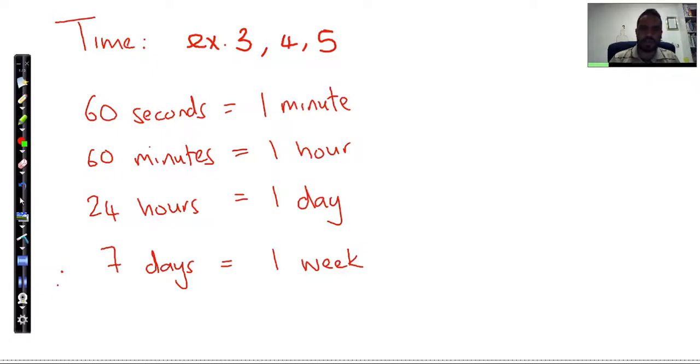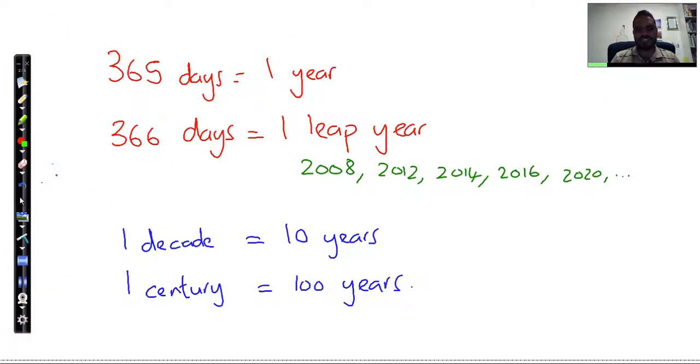For this chapter, you need to be looking at exercise number 3, 4, and 5. You need to keep the following in mind. 60 seconds is 1 minute, 60 minutes is 1 hour, 24 hours is 1 day, 7 days is 1 week, 365 days is 1 year, 366 days is 1 leap year, and these leap years are those years like 2008, 12, 16, 20. These are all years where the year itself is divisible by 4. Okay? 1 decade is 10 years, 1 century is 100 years. Okay. And then we're going to be looking at specific examples of how you can count.